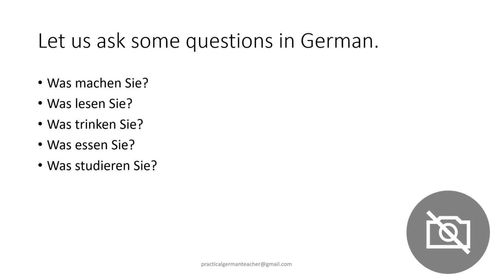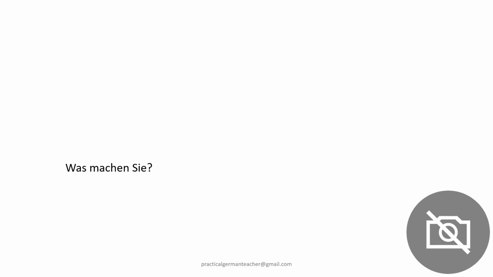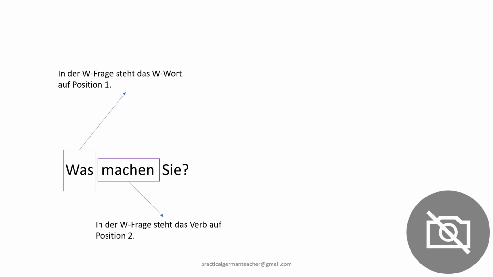Here are some sample W word kind of questions. On the right side, there are some simple sentences which you may think of as answers to the questions on the left side. We will focus on the very first question. Was machen Sie? To sum up, in a simple W word kind of question, the W word here, was, is at the first position and the verb is at the second position. Before the question mark, you will find the subject.